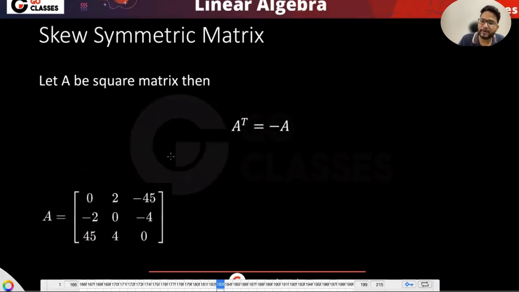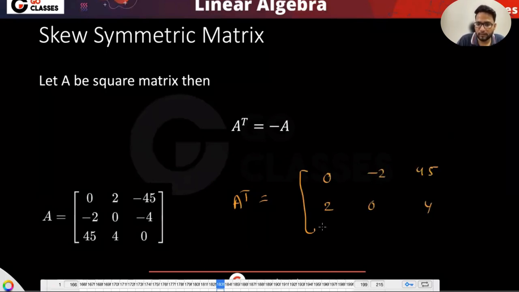A skew symmetric matrix is a matrix where, if you take the transpose, you get minus of that matrix. Which means if you take the transpose of this matrix, you will get minus of that matrix. You can just try it. A transpose will be 0, minus 2, 45, 2, 0, 4, minus 45, minus 4, and 0. Which means that A transpose and A are related by a minus sign. This is called a skew symmetric matrix.